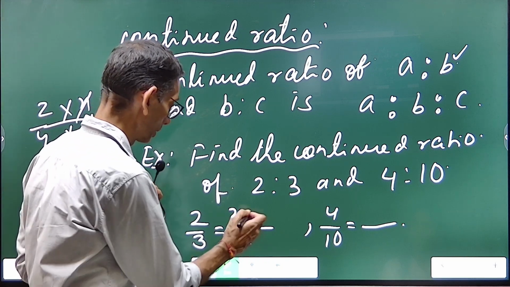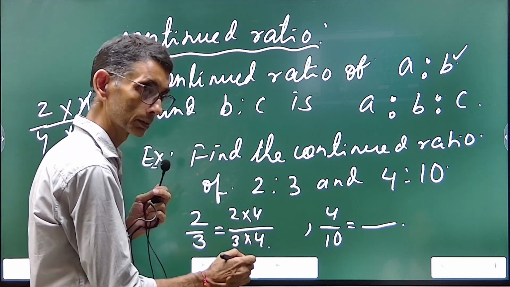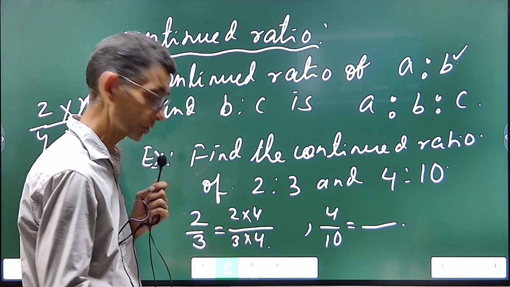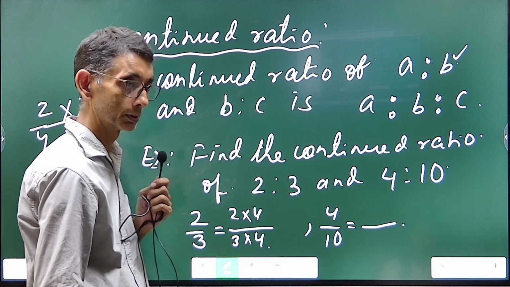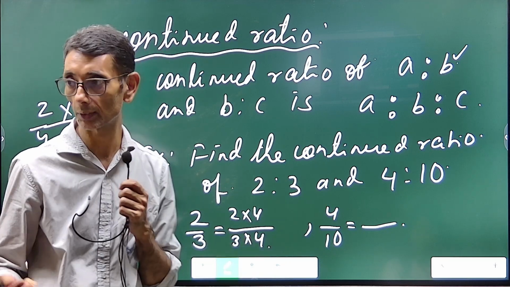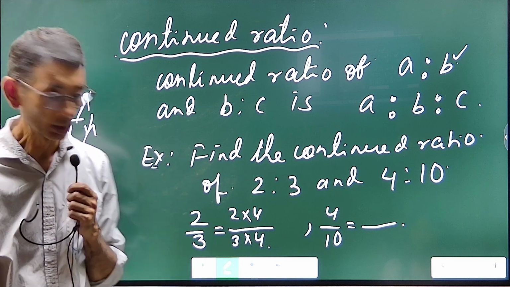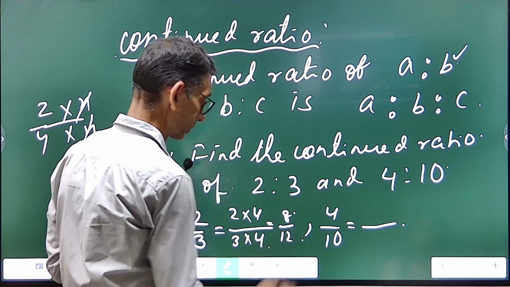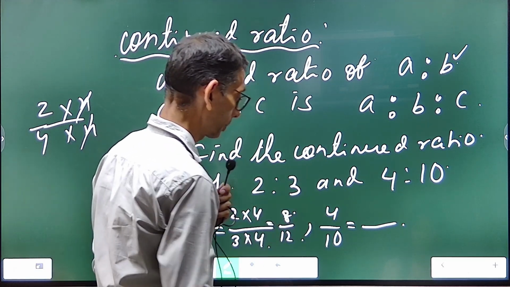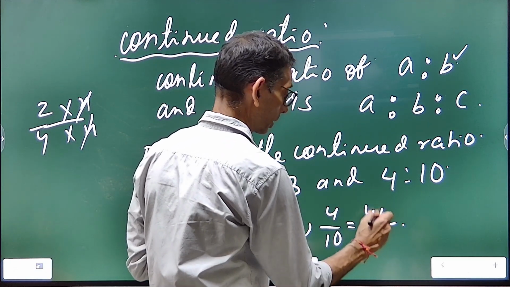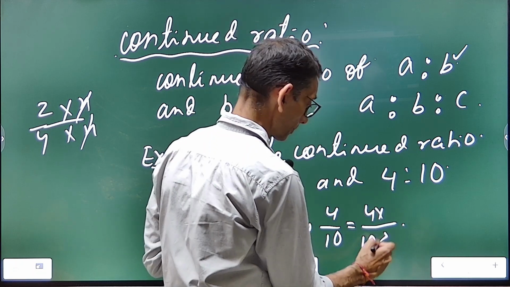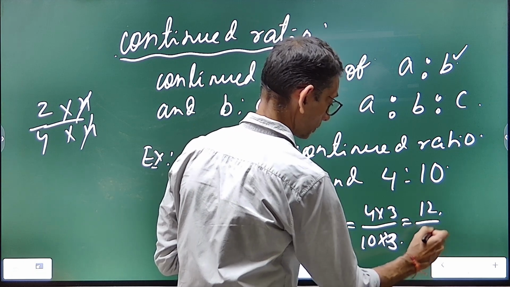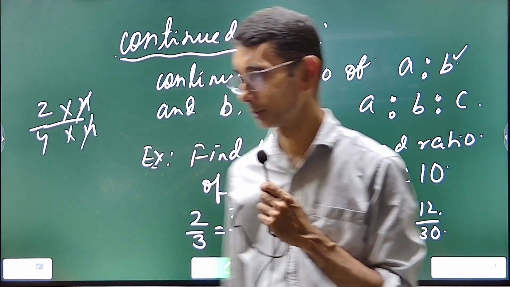Therefore, we are multiplying. This is 4, this is 4. What's the logic for this? To find a continued ratio, this number has to be the same. To make 3 and 4 the same, we multiply 4 by 3 and 3 by 4. So what will the number be? What is the answer? 8/12. And what will you multiply this by? 4 and 10, what will you multiply by? 3. What will it be? Done.